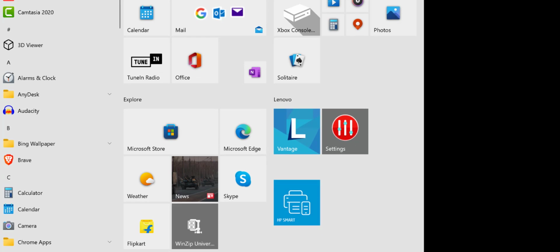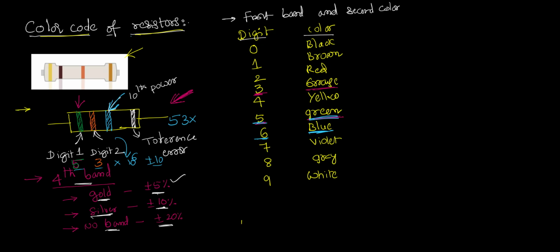The third one is the multiplier of the 10th. The multiplier of the 10th is nothing but 10 power of 6. And of course the band is of silver, so plus or minus 10%. Be careful, it's not 10, but it is 10% of the total value is the resistance. This is how we can color code a resistor, right?